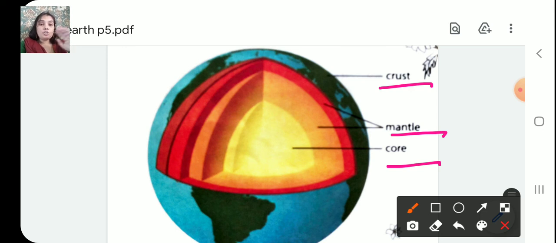The outer part is very cool and solid, and it is called the crust, the layer on which we live. The three layers of the earth are crust, mantle, and core. We will learn in detail in the next video.